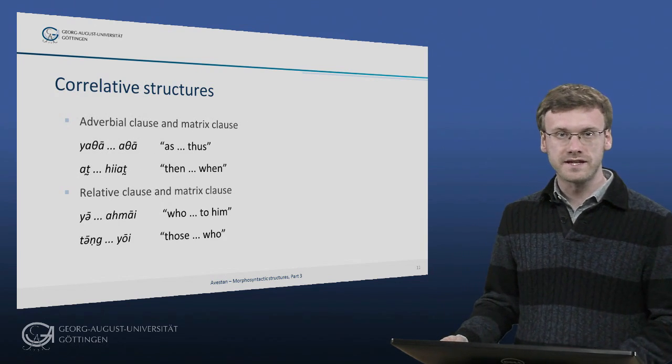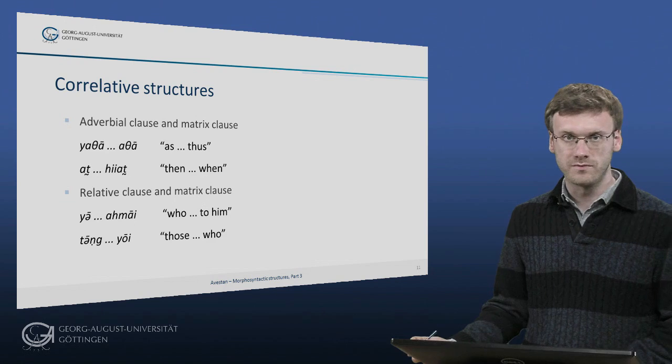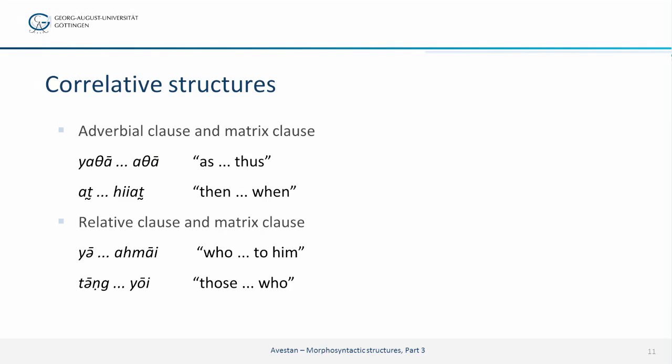A distinctive feature of Avestan sentence structure is the frequent use of correlative adverbs in the matrix clause, which refer back to the subordinating subjunction in the subordinate clause. Examples are yatha, atha, as, thus, at hyat, then, when, and the same can also be observed with relative pronouns, which are regularly resumed in the matrix clause by a demonstrative. So the relative ye may be resumed by achmai, who, to him, and also the other way around when the relative clause precedes the matrix clause, turn those, in the accusative case here, yoi, who.